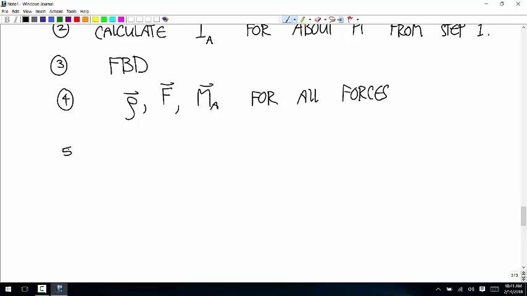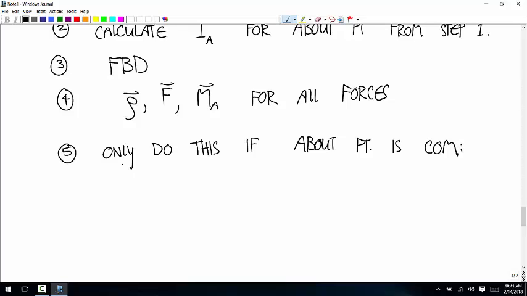Okay, now fifth, only do this if the point is the center of mass, and that's use Newton's second law. So we saw that in the example we just did. If your about point is a fixed point, then you might later, for something they ask specifically, have to go back and use Newton's second law to calculate a force or something. But if all you're trying to figure out is the angular acceleration, you don't need this if you have a fixed point. You only need it if your about point is the center of mass.